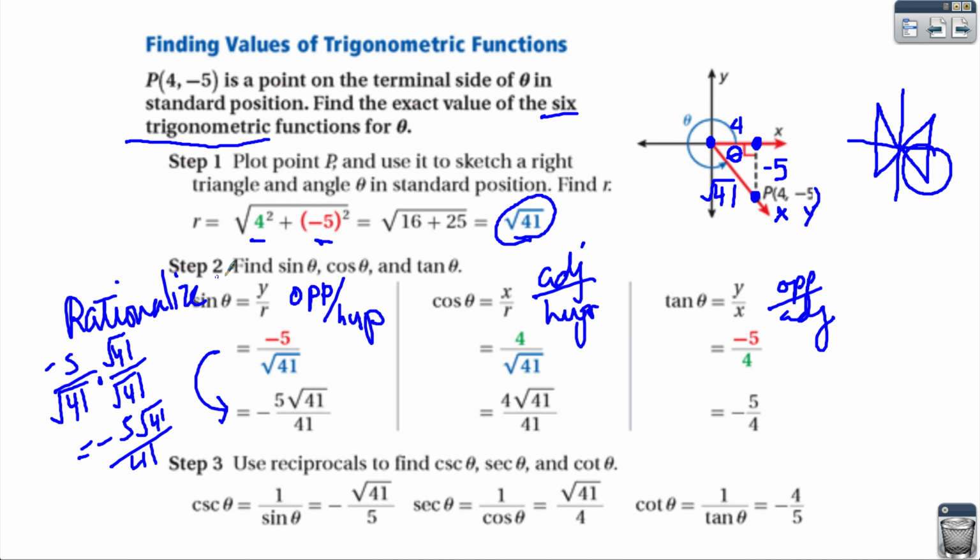Now, when you talk about the sine theta, okay, the reciprocal is cosecant. What you can do is this. Go back to the initial expression you created. Express it as the reciprocal. If we do that, you will produce your negative root 41 over 5 right here. In the same manner, cosine's reciprocal is secant. So instead of 4 over root 41, you produce root 41 over 4. And for tangent, instead of the opposite over adjacent, like -5/4, you find the reciprocal, -4/5.